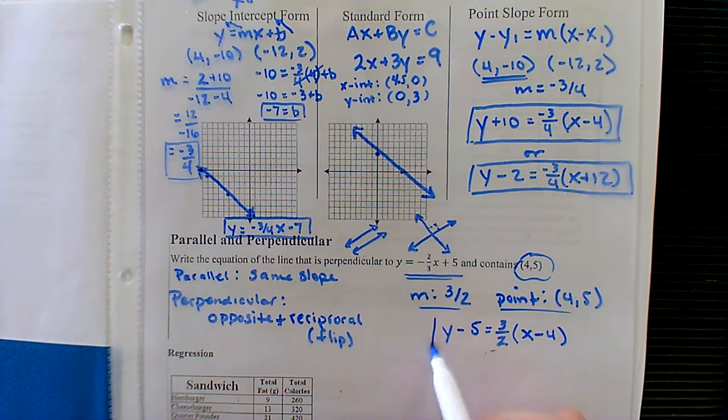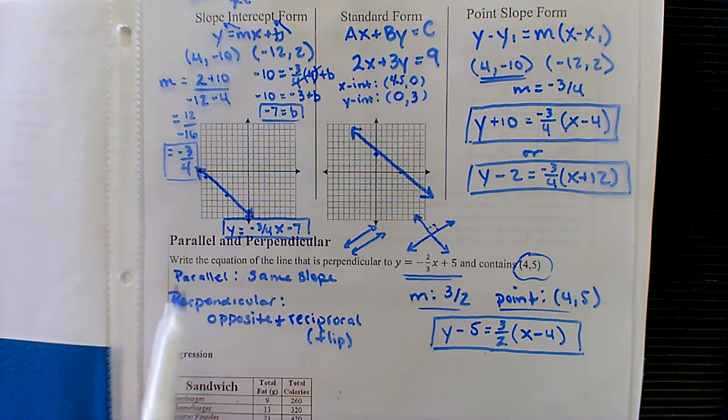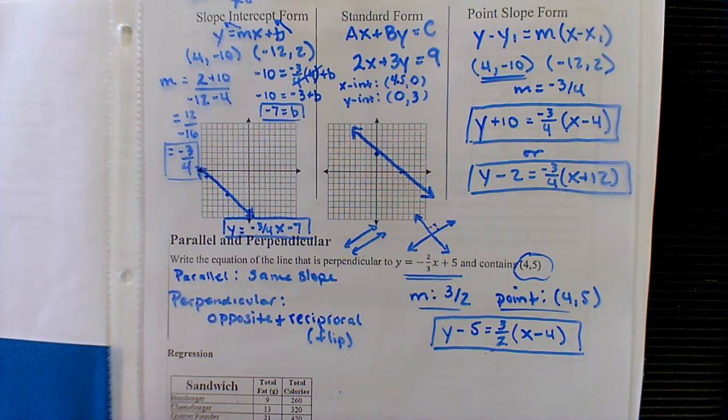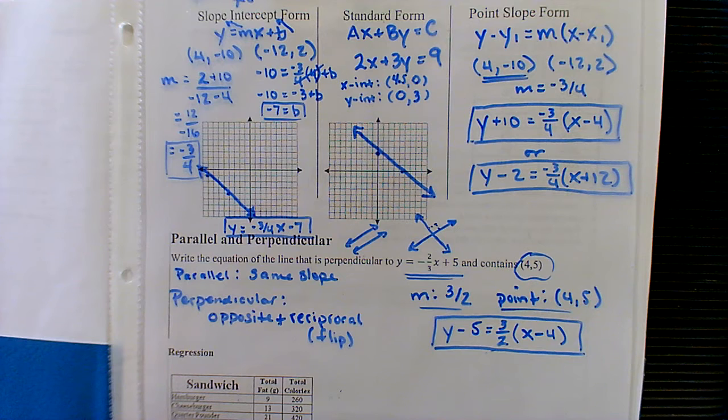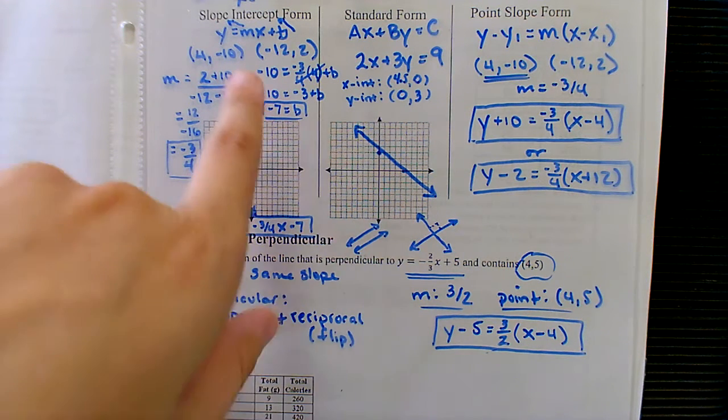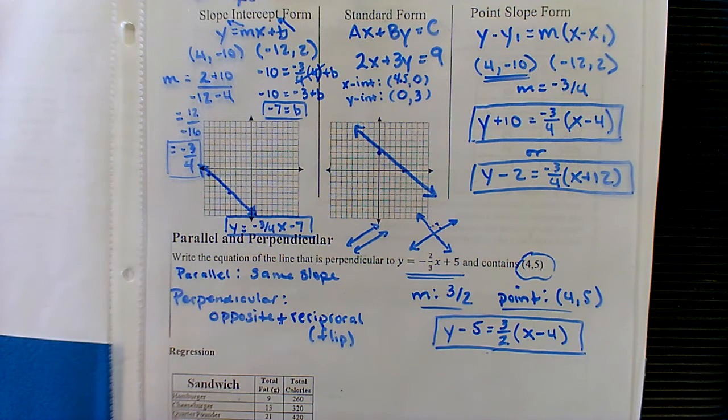X minus 4. Perfect. So there's our equation. Notice the directions. It just said write the equation. It never said write the slope-intercept form equation. It never said write the standard form equation. It never said write the point-slope form equation. You see how it's not specific? So if it just says write the equation, you can use any one of these you want. Okay? So in our case, it makes more sense to use the point-slope form.